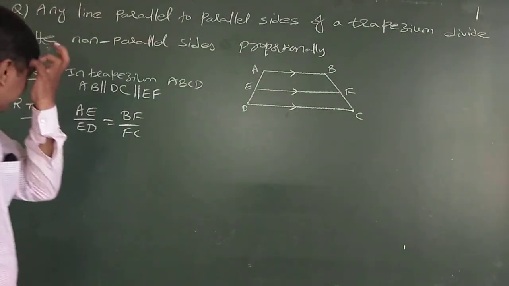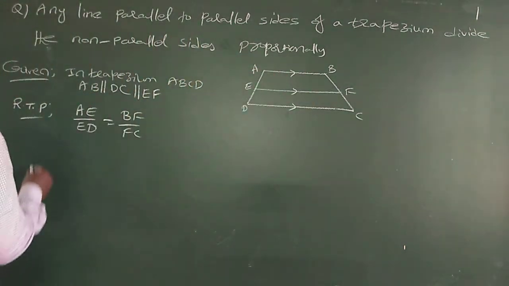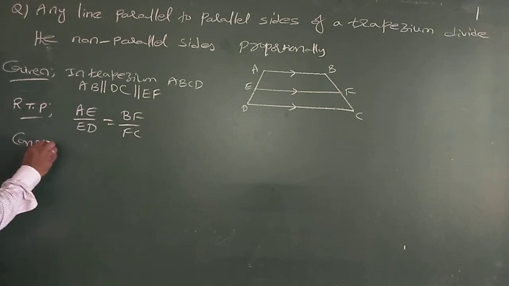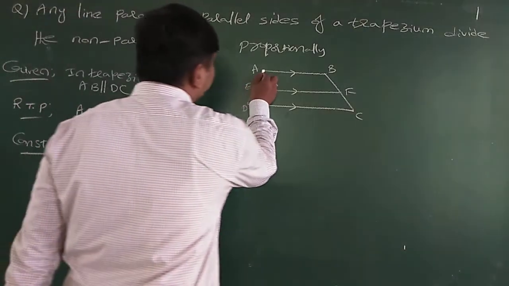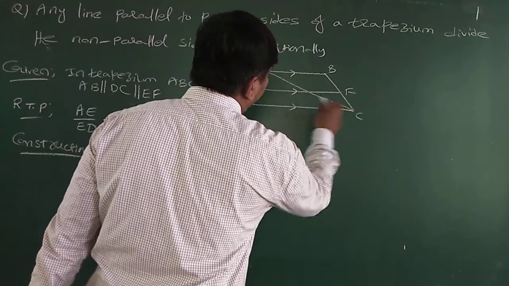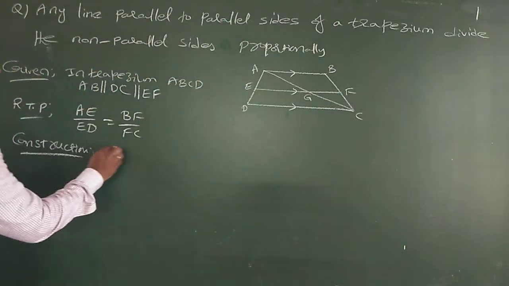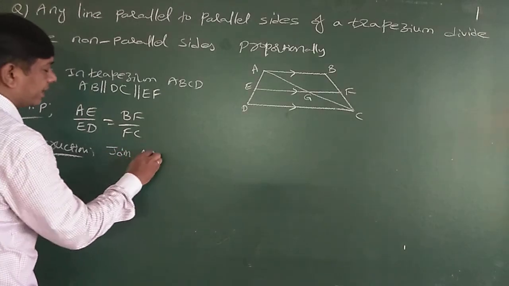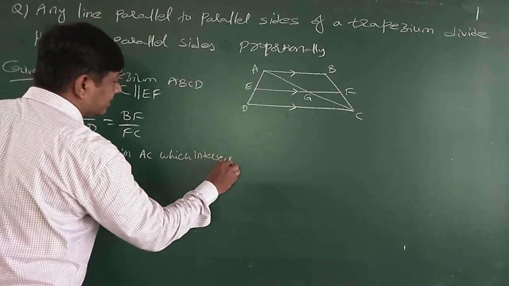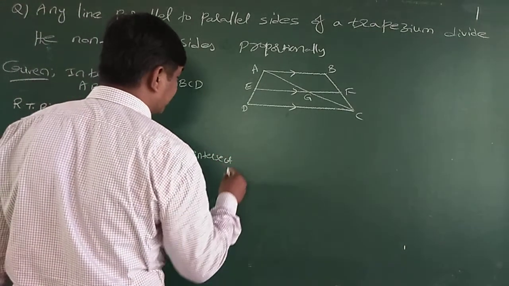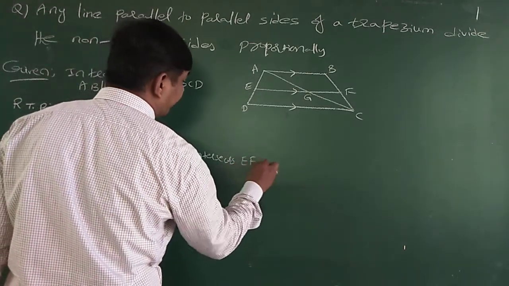Okay, then what do we have to prove here? AE by ED is equal to BF by FC. To prove that, the information is not enough, so I am doing a construction. Join AC, which intersects EF at G.